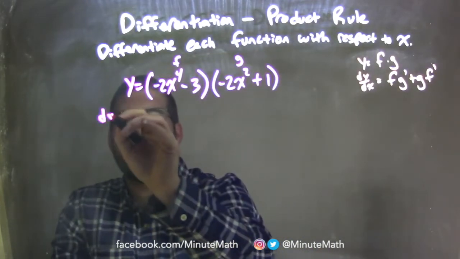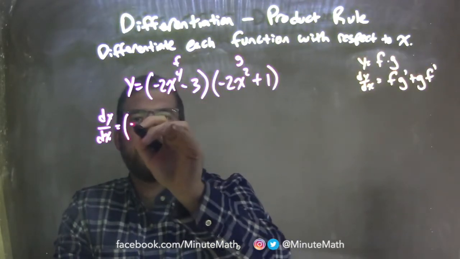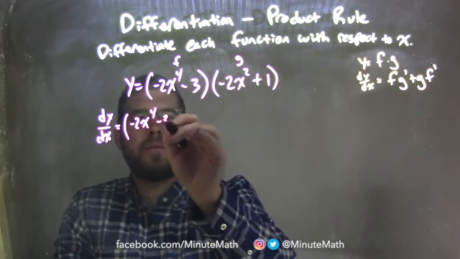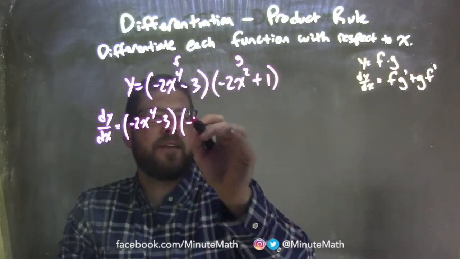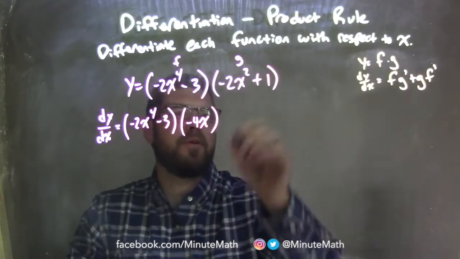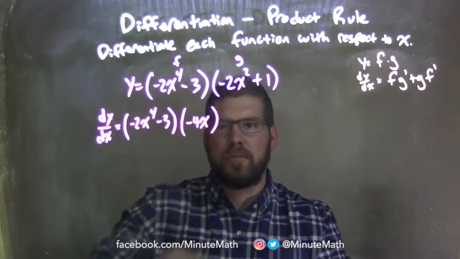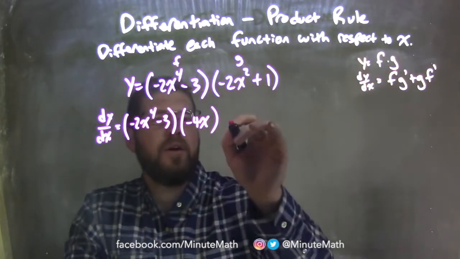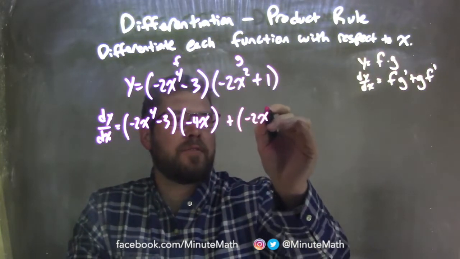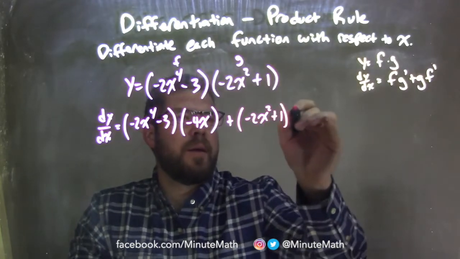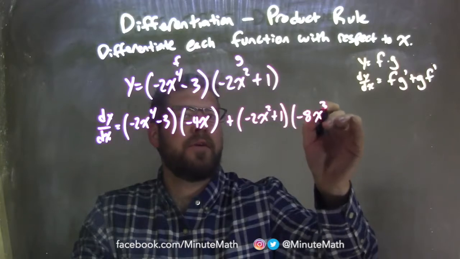Product rule states, I'll take my dy dx here. The first part, f, negative 2x to the fourth minus 3, times the derivative of the second. Derivative of g is negative 4x, right? With only the plus 1, because that gets eliminated when we take the derivative of it. Then the 2 comes down and use the power rule. Plus the second, g, negative 2x squared plus 1, times the derivative of the first, negative 8x to the third.